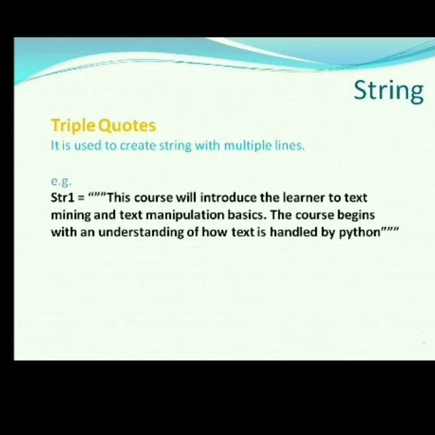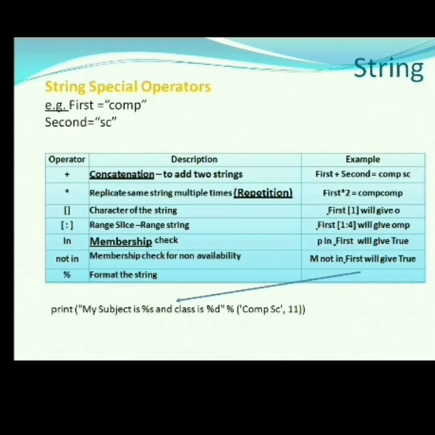Now we'll discuss some special operators of strings. The first one is the concatenation operator, which will add the two strings. First plus second will give COMP SC. The second operator replicates the same string multiple times. Here first*2 will replicate COMP 2 times.